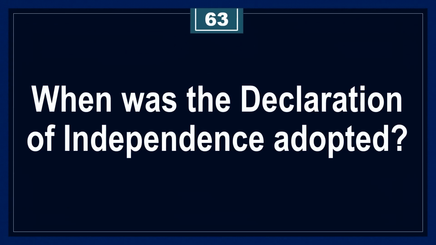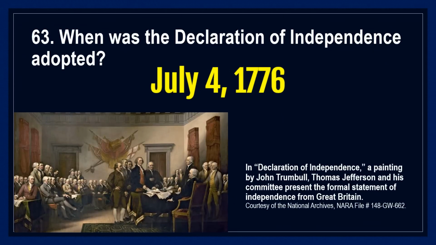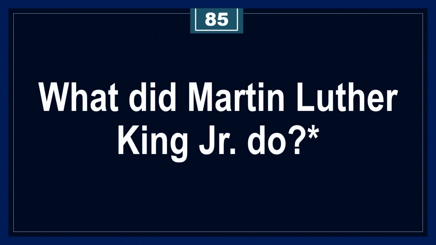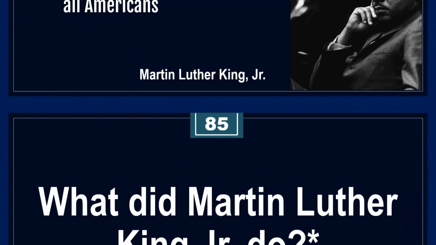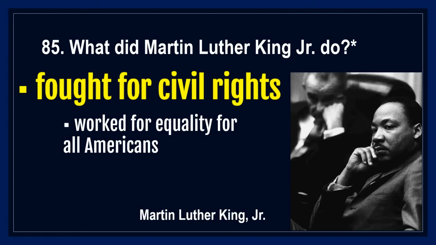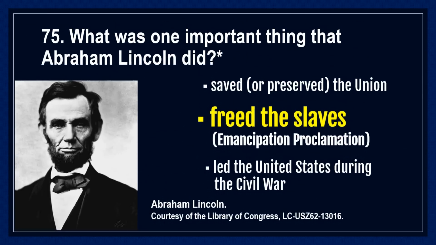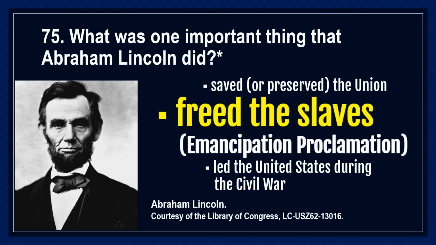When was the Declaration of Independence adopted? July 4th, 1776. What did Martin Luther King Jr. do? Fought for civil rights. What was one important thing that Abraham Lincoln did? Free the slaves.